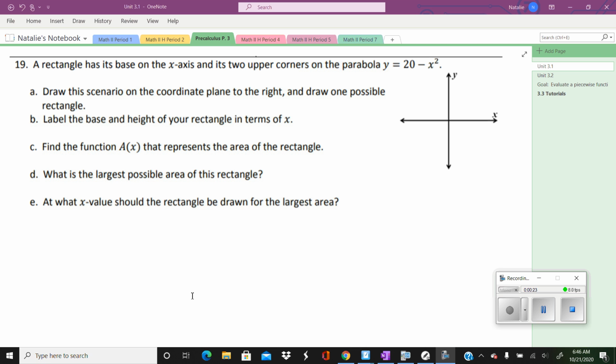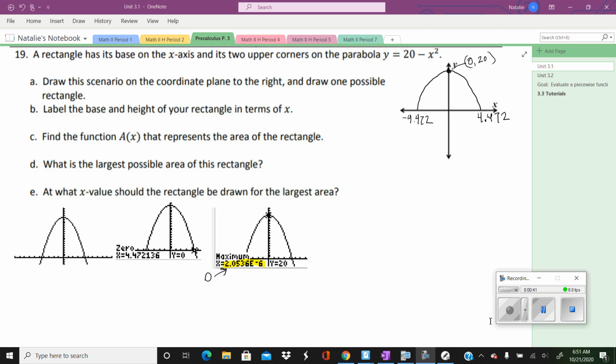Now they're asking us to draw the scenario on this coordinate plane, and they've given us a very generic one, with no scale or anything on it. So we're just going to make it into a sketch. We're not going to officially graph it in too much detail in order to answer the remaining problems that we see here. So let's get that started.